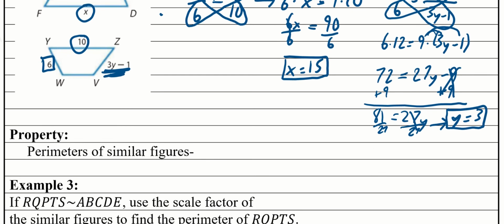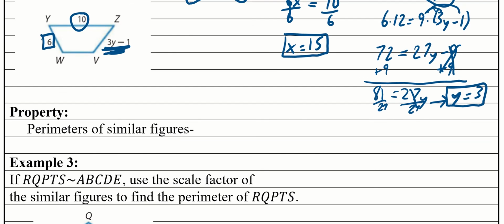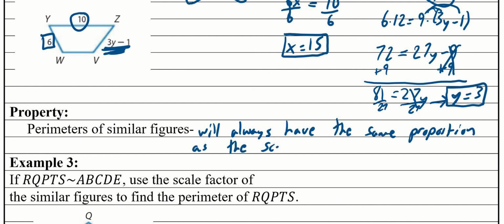Okay. One other idea, or one other property that we have with similar figures is we actually know information about the perimeters. So remember, perimeter is when you add up all the sides on the outside. And since all the sides are proportional to each other, what I can say is the perimeters of similar figures will always have the same proportion as the scale factor.